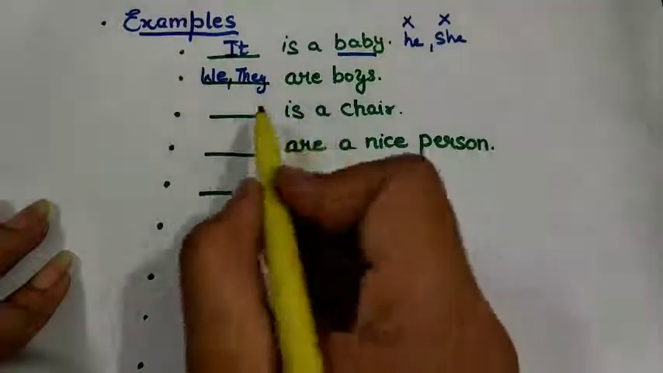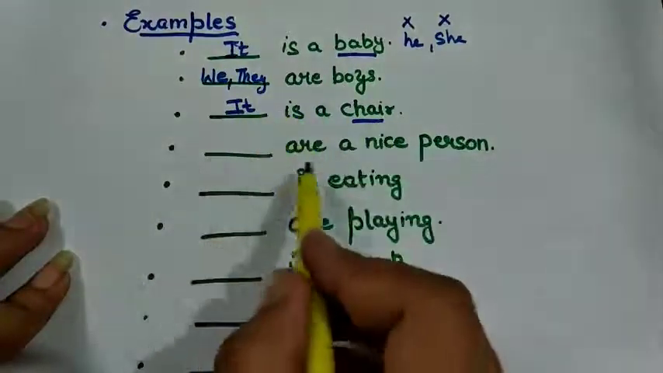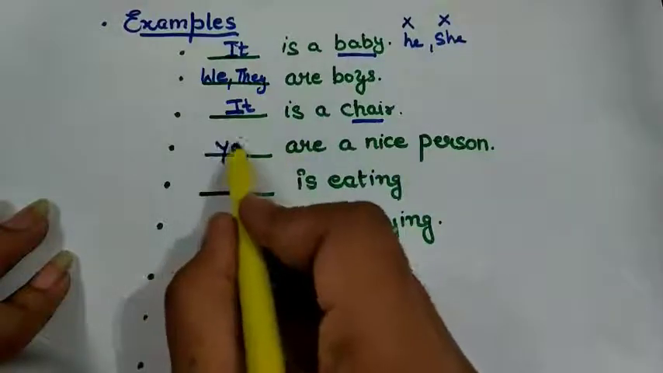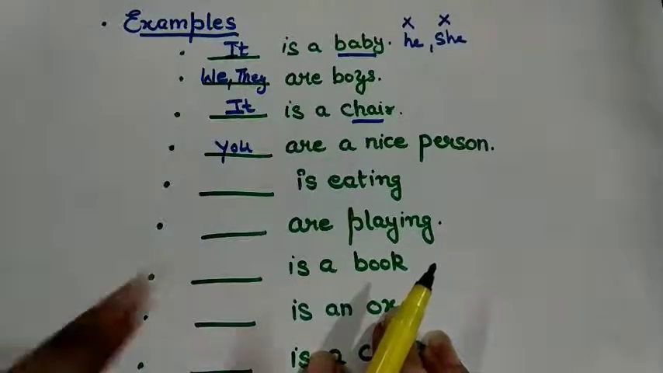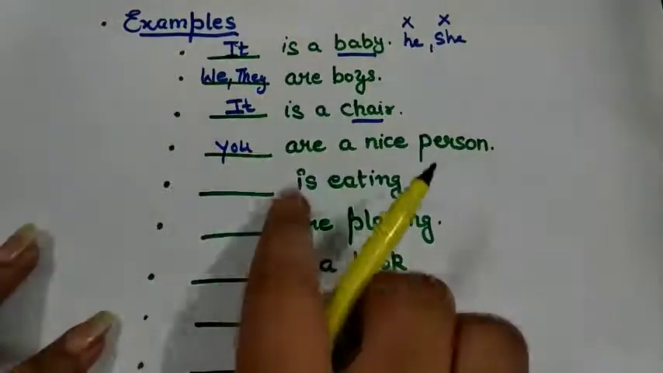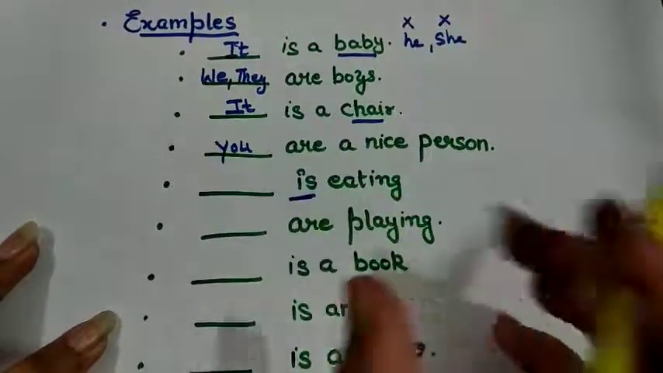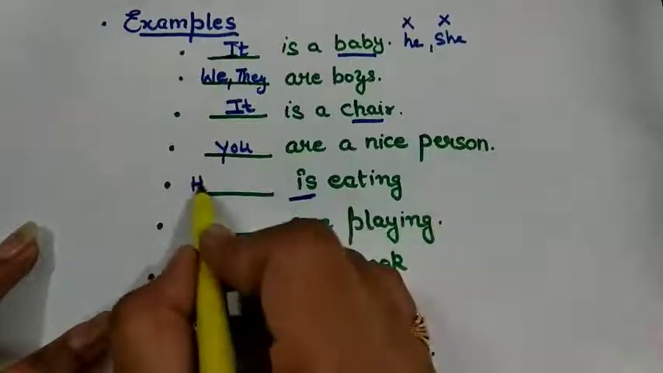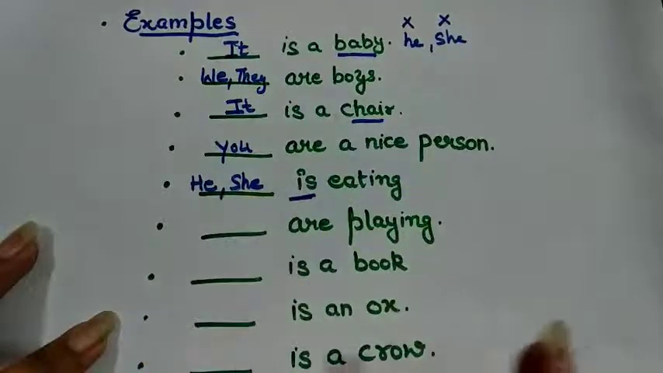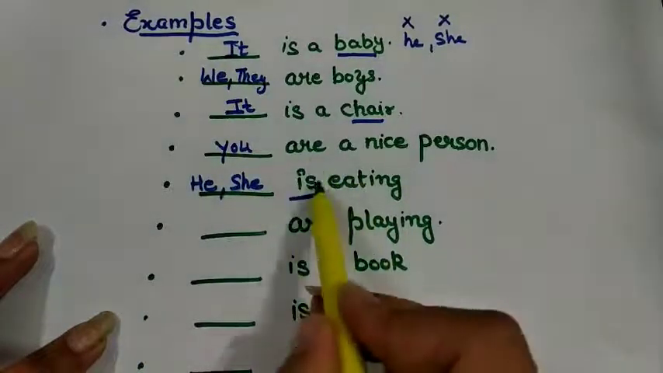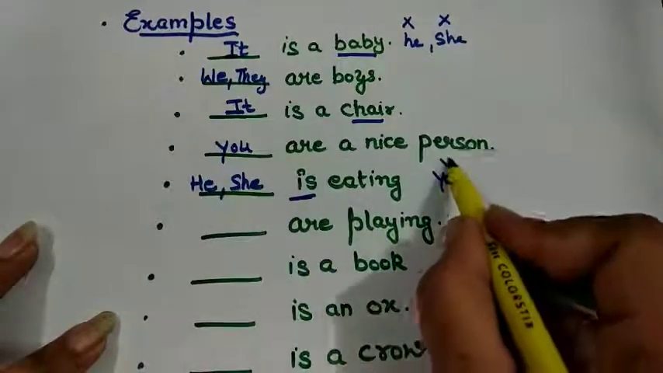Next is it is a chair. See, chair is a non-living thing, so it is a chair. Dash are a nice person. You are a nice person. Here I'm talking about the second person, hence I used you here. Dash is eating. See, is denotes that we are talking about singular. So he is eating, she is eating. Both are possible, but we cannot use you with is, so that one will be wrong. If somebody writes you is eating, it will be wrong.